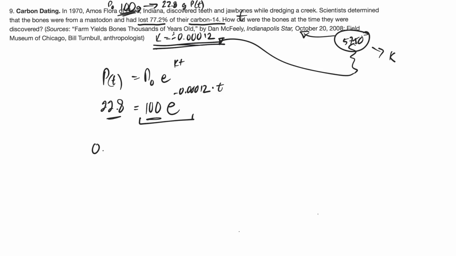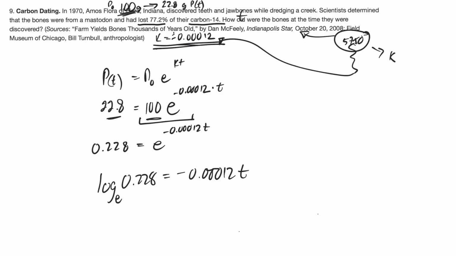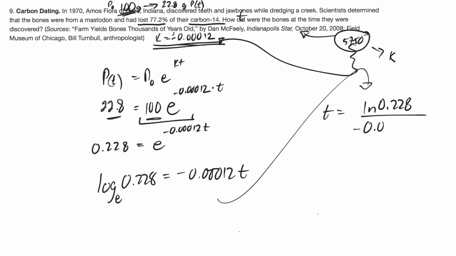Similar to the last question, I'm going to have to isolate this, so I'll divide both sides by 100. So that'll give me 0.228 is equal to e to the negative 0.00012t. Change it from exponential to log form. So it'll be log base e of 0.228 is equal to negative 0.00012t. Dividing both sides by that, I'm going to come up with t is equal to the ln of 0.228 divided by negative 0.00012.